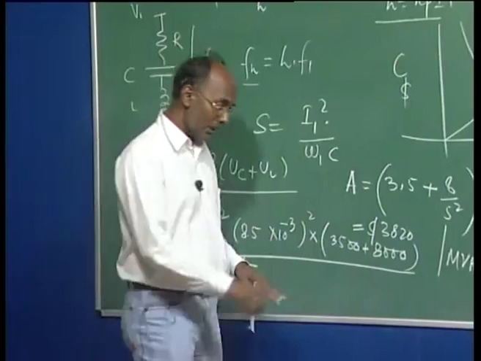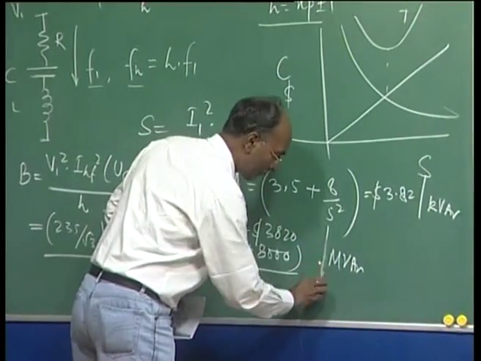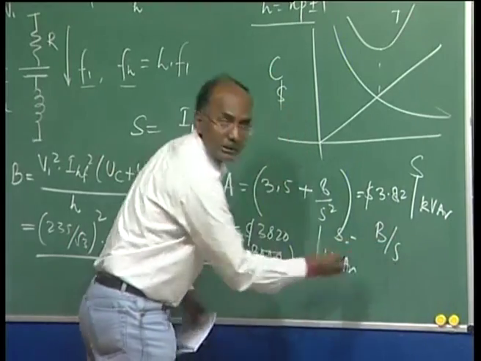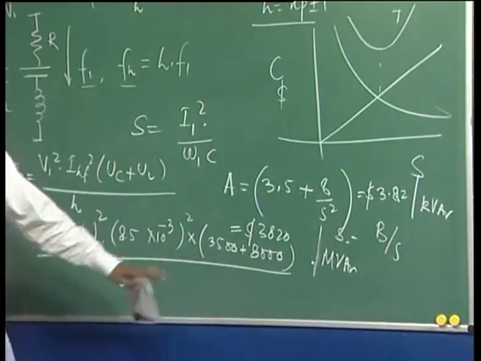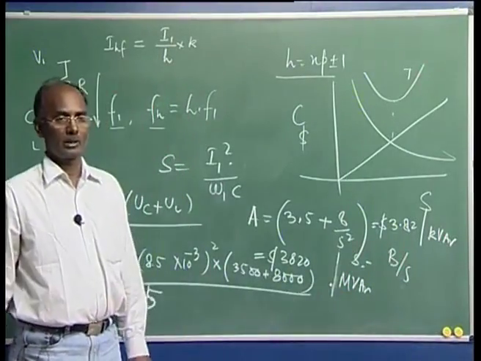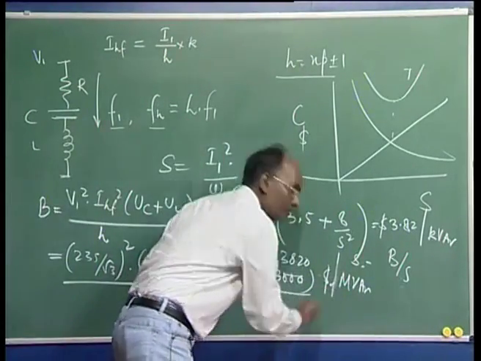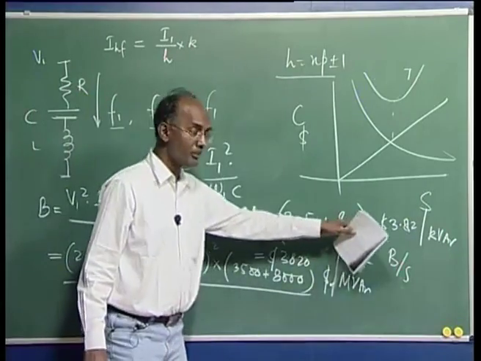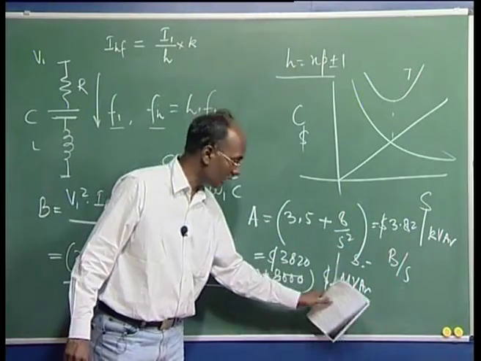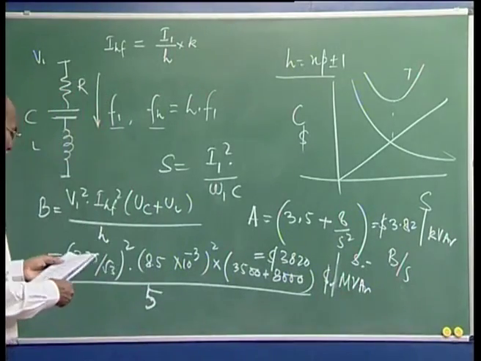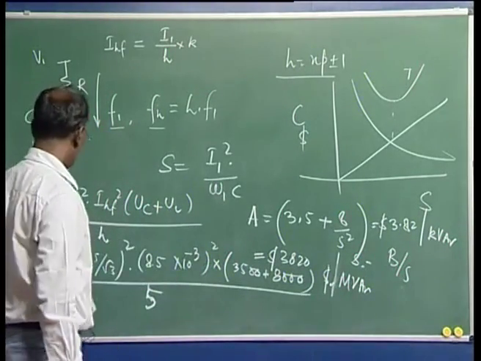So, this value is not in MVAR, but actually into MVAR, because it is already a B by S. So, it is in dollars. So, this value is going to be divided. So, into a MVAR here means dollar MVAR, I can say. A was the dollar per MVAR, here this is dollar MVAR because it is divided by S here. And this value, if you calculate, you are going to get something.